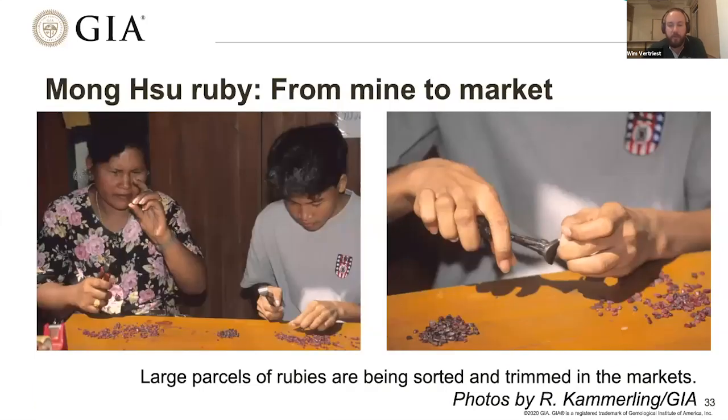So here you can see two pictures taken by Robert Kane in the late 80s when he visited some of these markets. You can just see that there are people sitting there with these enormous parcels of high quality rubies, really clipping them right there in the street and inspecting them. So you can just imagine how many high quality rubies were coming into the market there.